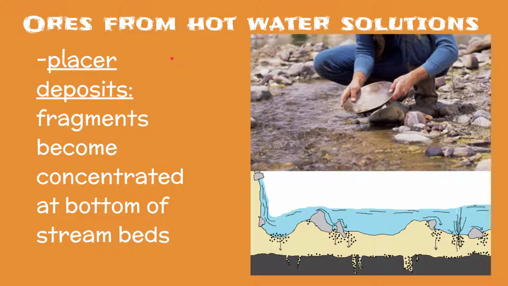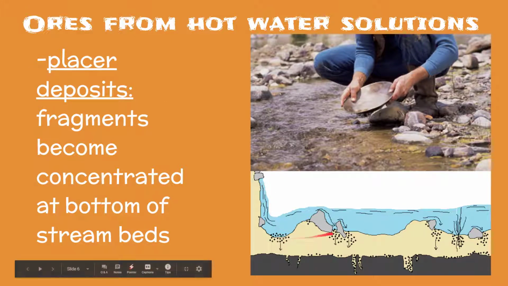All right, let's talk about the third way we can get an ore, which is ores from water solutions. These are what we call placer deposits. And the way placer deposits work, essentially, all right, so this is a riverbed, okay?